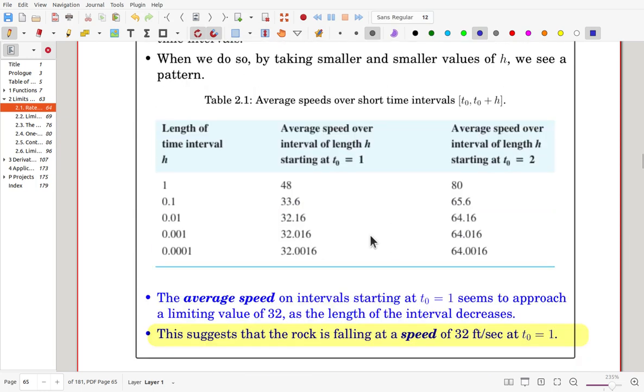Anyway, here the result is the average speed as h, the interval, decreases. Now the value at 1 is converging to 32. Looks like 32 something is converging to 32. At time 2, it is approaching 64. So this result suggests that the rock is falling at a speed of 32 feet per second at t equals 1, and 64 at t equals 2.